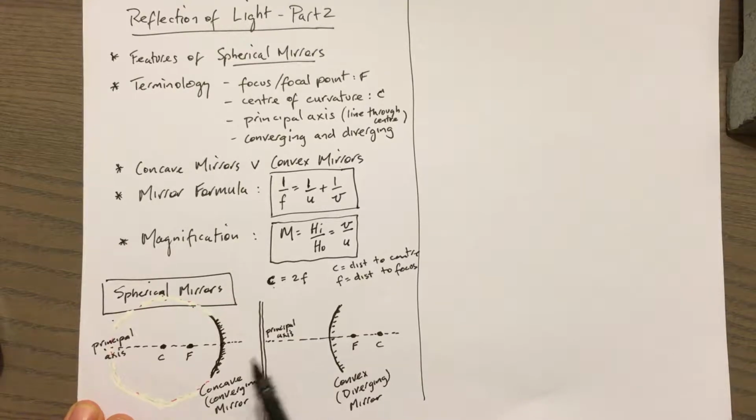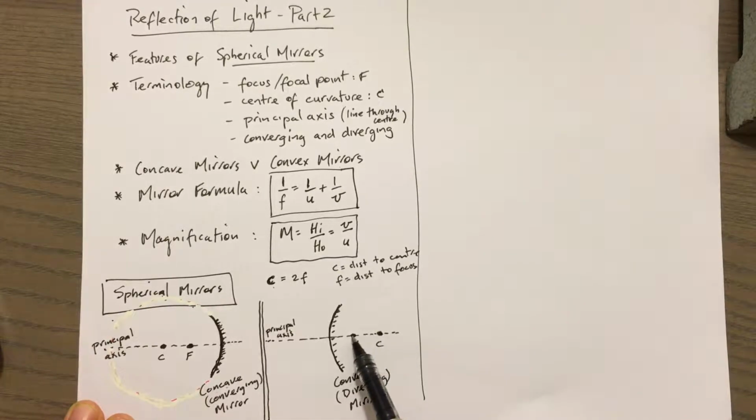Over here, similar thing, we have a principal axis running through the center of curvature. The difference between a concave and a convex mirror, you'll see straight away, is that the center of curvature and the focal point are on the back side of the mirror, the virtual side. Here, they're on the real side of the mirror, the reflecting side.